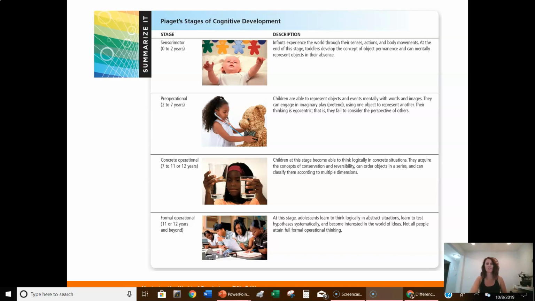We just ended off with Piaget's 4 different stages: sensorimotor, preoperational, concrete operational, and formal operational. Again, it's very important that you write these stages down and the years that go with these different stages.